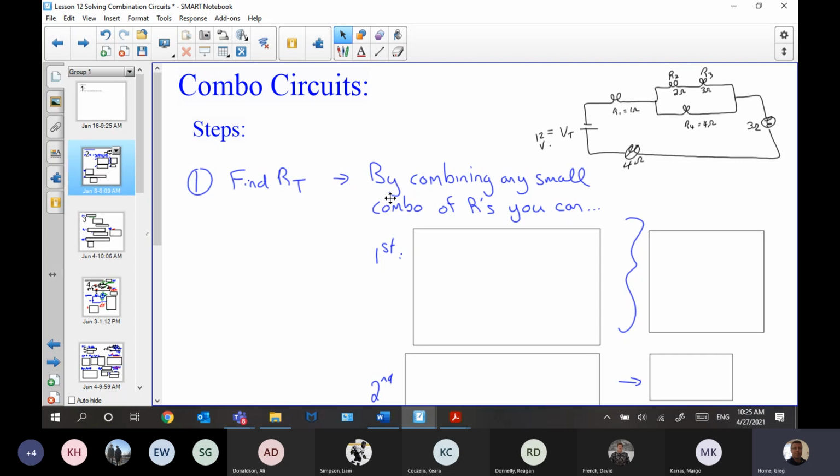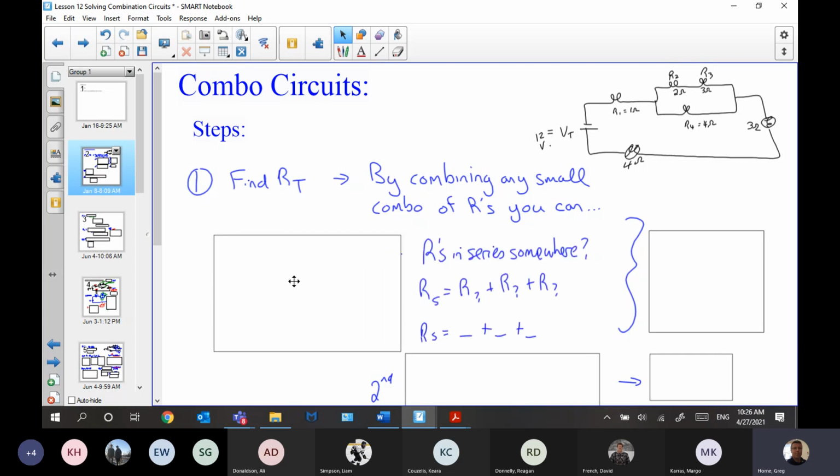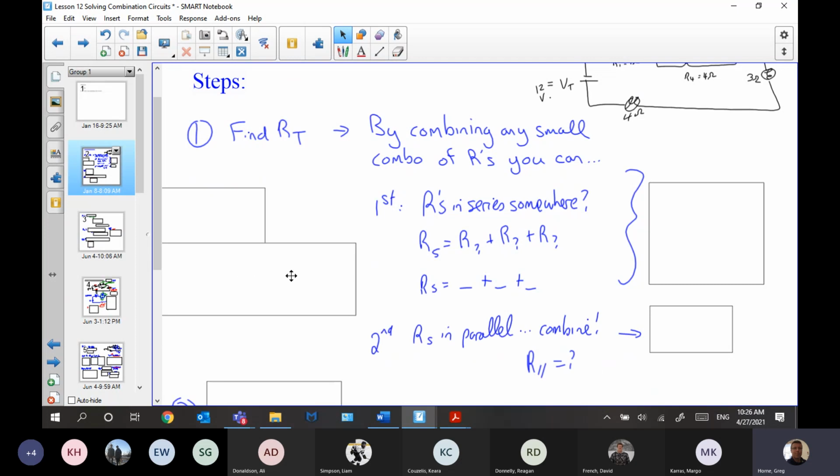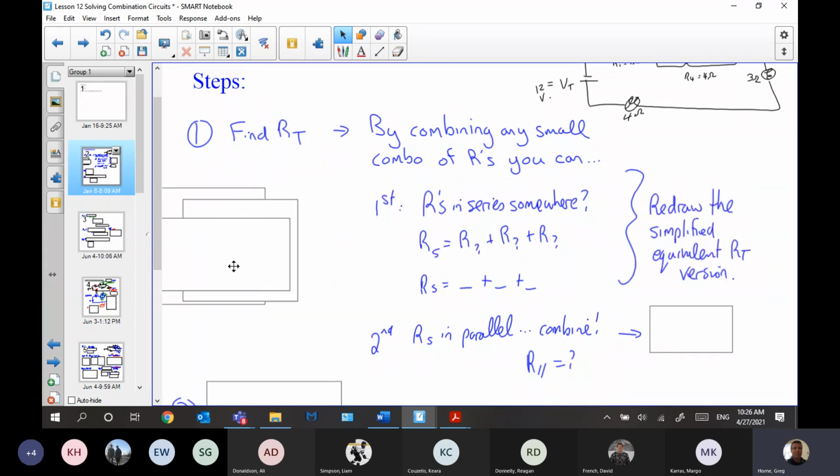So you're going to combine any small combinations of resistances you can. First, if there are resistances in series somewhere, combine them, and if there are resistances in parallel somewhere, combine them. You don't always have to do it, but I'm going to show the idea of redrawing the new version of the circuit, because I think it helps you see what you can do next.